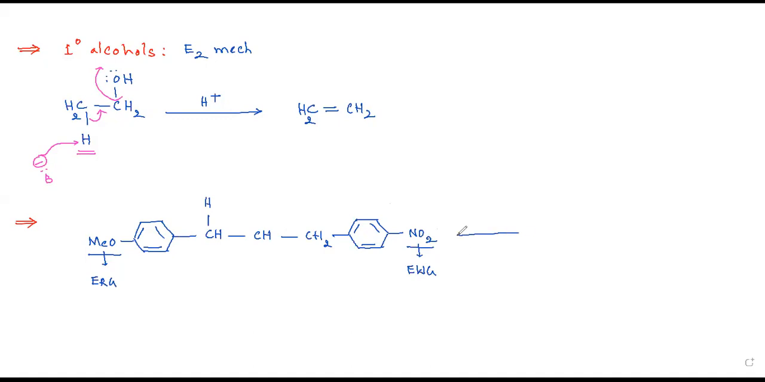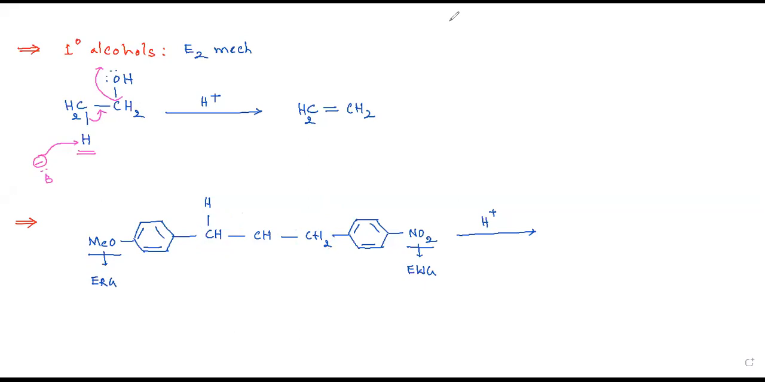If it is given this way, and if this is the question, what will you go for? Where will you generate your positive charge? Will it be on this or on this carbon? Because both are of benzyl type. Benzyl carbocations are what you are going to get. But the point is where to generate a positive charge.